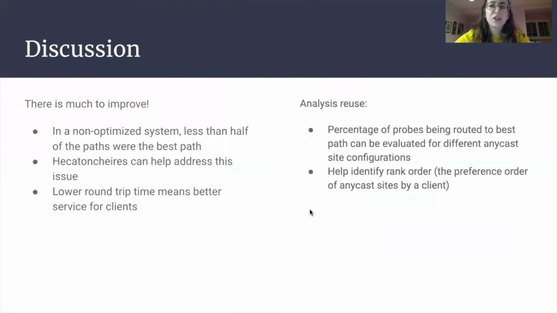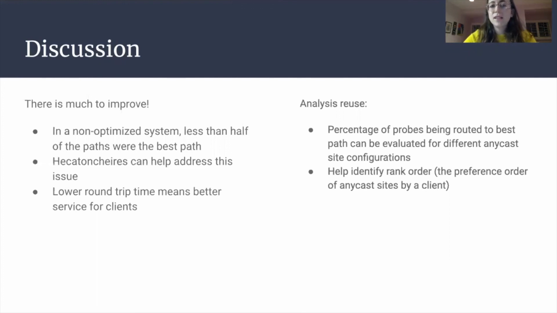Some discussion based on these results. The results that I found are significant because they indicate the need for a system like Hecatoncheires, which aims to reduce round trip and one-way time in Anycast networks by enabling the optimal sites among the available sites to advertise the Anycast address. We see that in a non-optimized system, only about half of the paths chosen to the Anycast advertisements were the best path, and the average path is over 50 milliseconds longer than the best path. So there's a lot to be gained in traditional Anycast systems in terms of round trip time, and also in triangular systems, because that one-way time to the Anycast instance can be improved, thereby improving the whole triangular time.